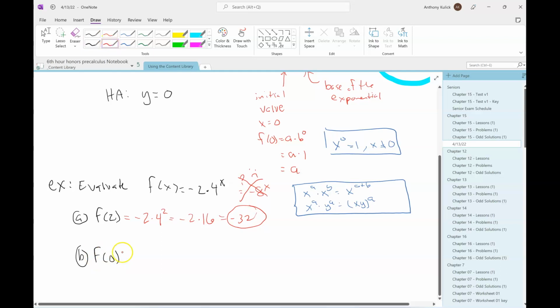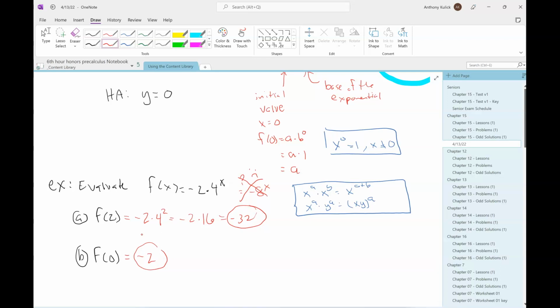F of 0 should be able to do this quick in your head: negative 2. Very good. Why is that? Basically like we explained before with the initial value, right? Everybody's cool?